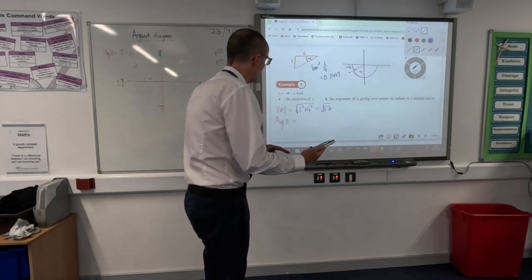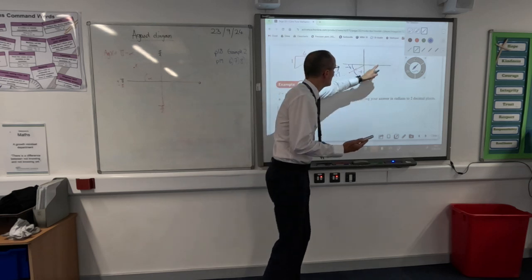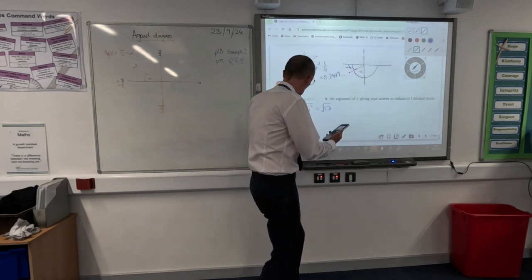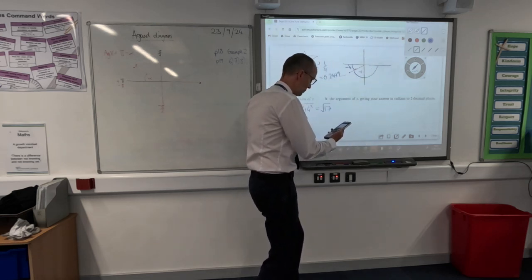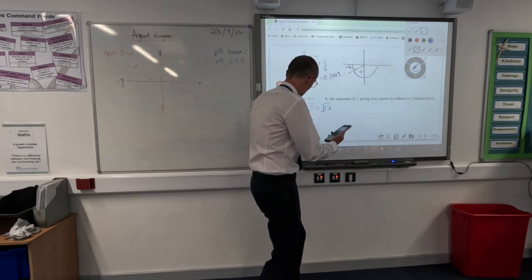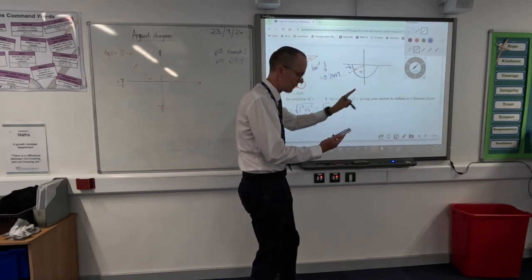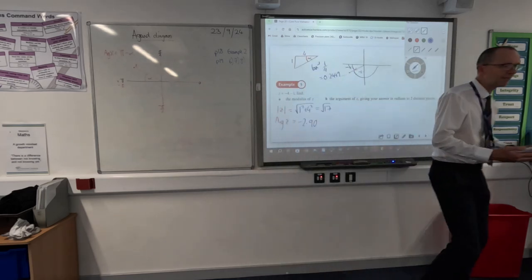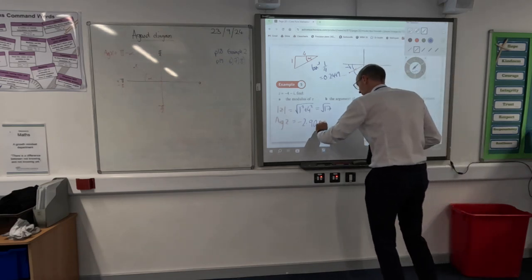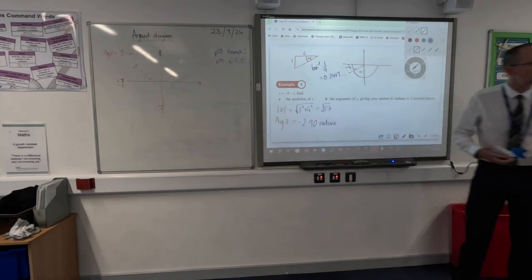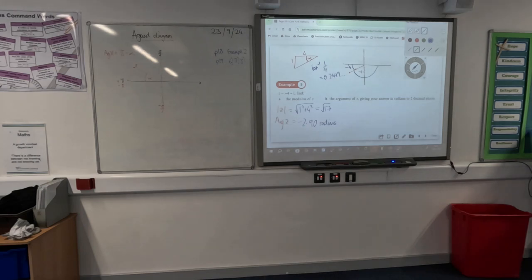2.8966. So the argument, because it's below, is going to be minus 2.8966, to 2 decimal places. Does that make sense? And I'm going to put radians there because it's not obvious that that's radians, as there's no mention of pi. So I'm very happy to accept that in this case the use of radians introduces difficulty. It's not easier.